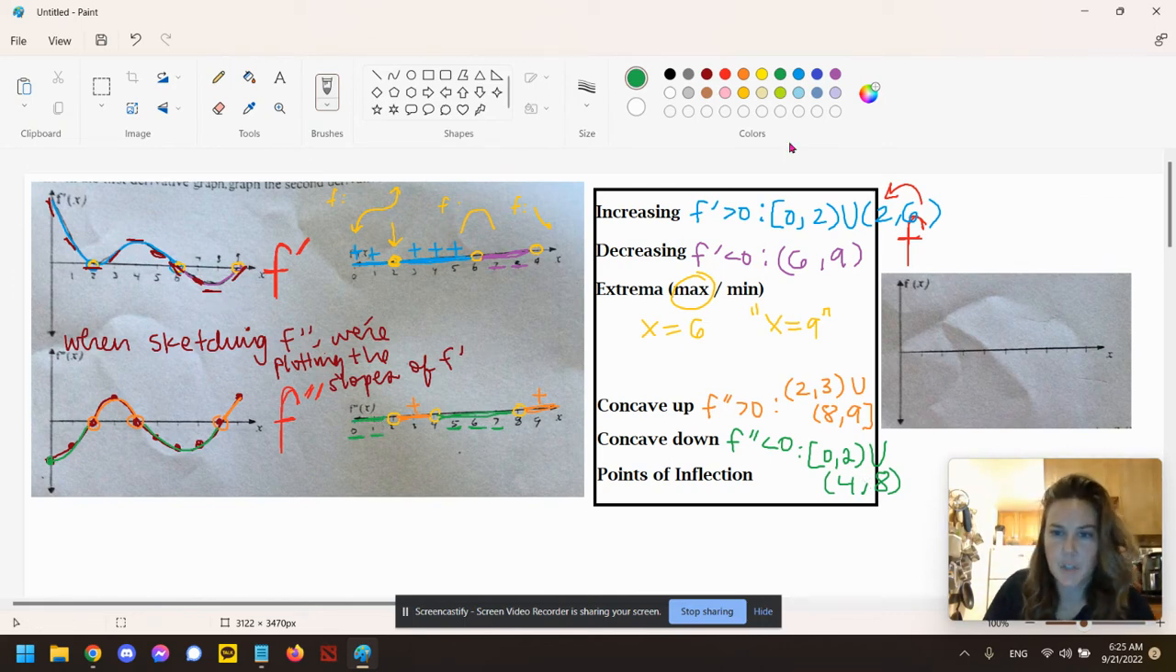And then the points of inflection are where it changes sign. So when it goes from negative to positive, green to orange, it changes from green to orange at 2, it changes from orange to green at 4, and it changes from green to orange at 8.